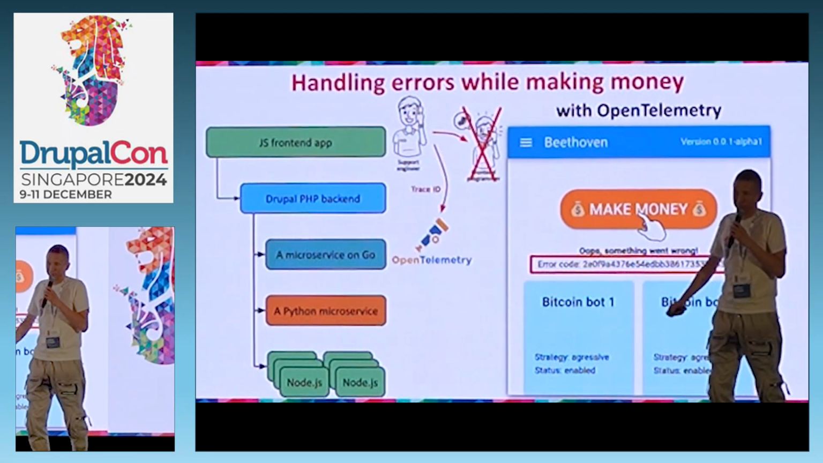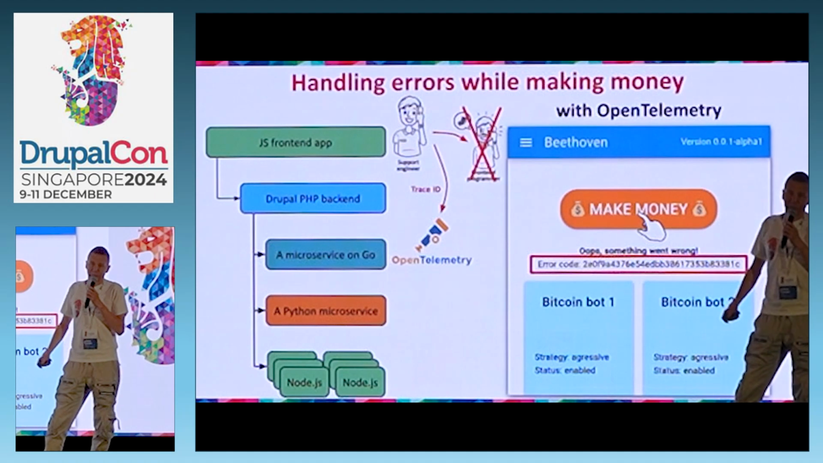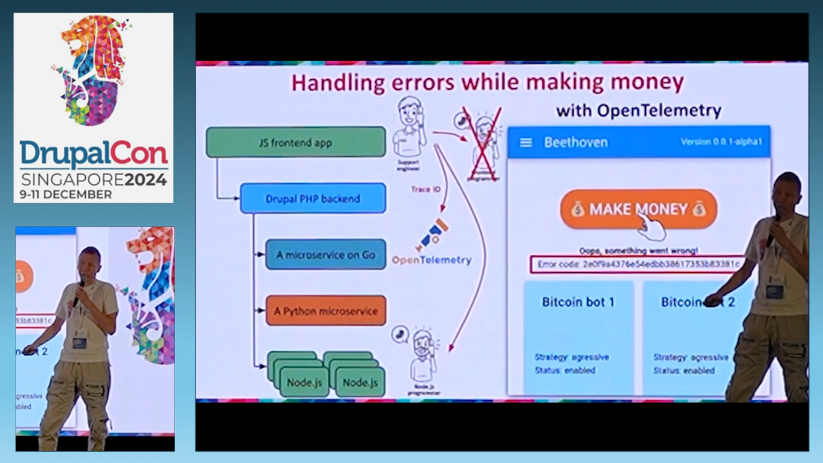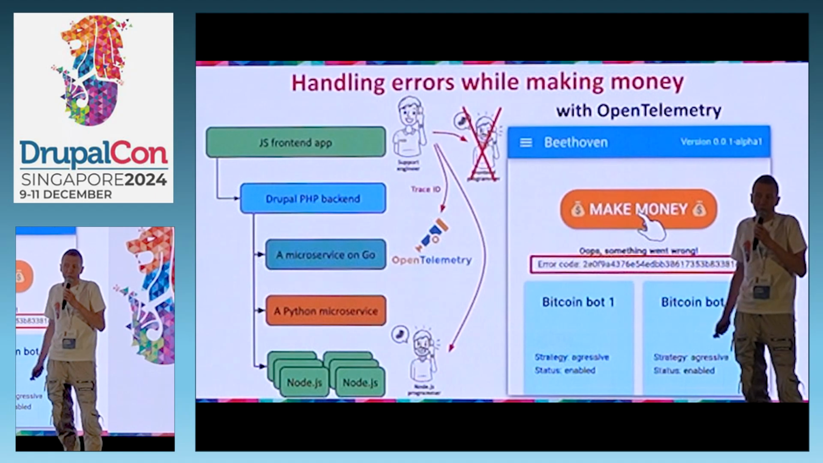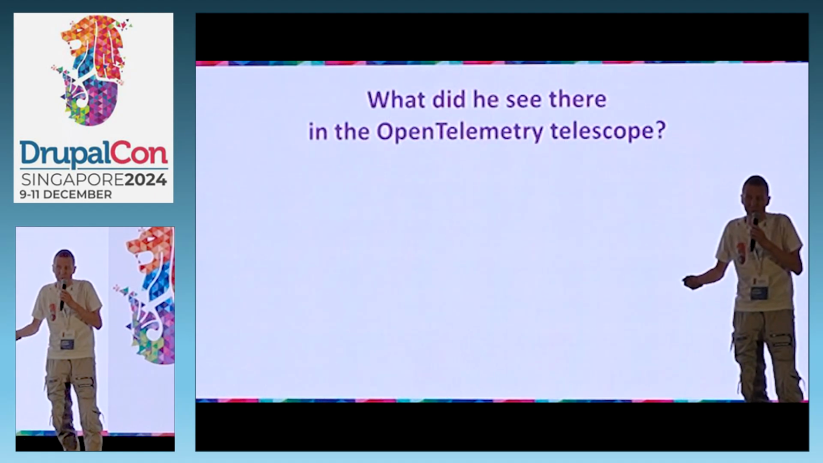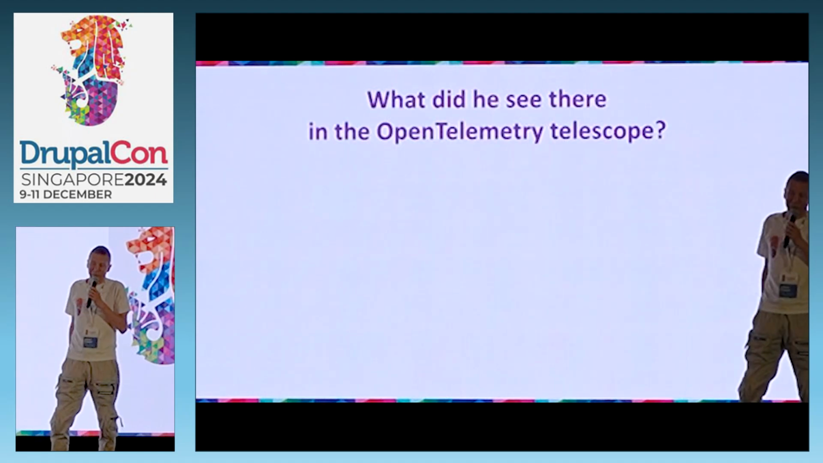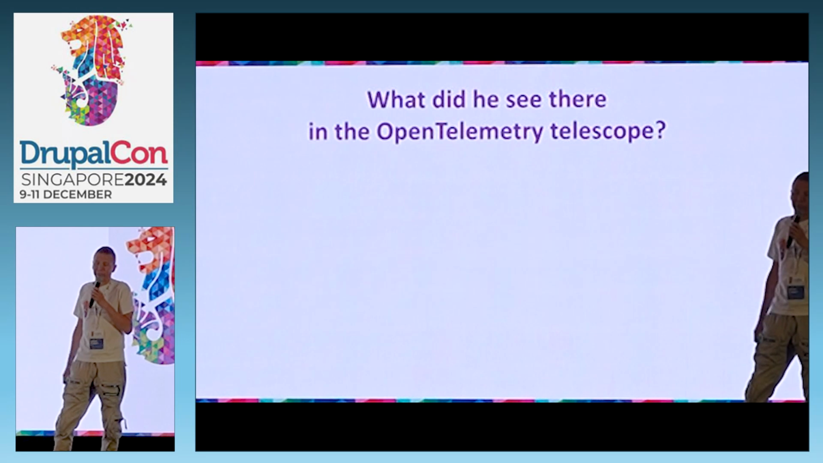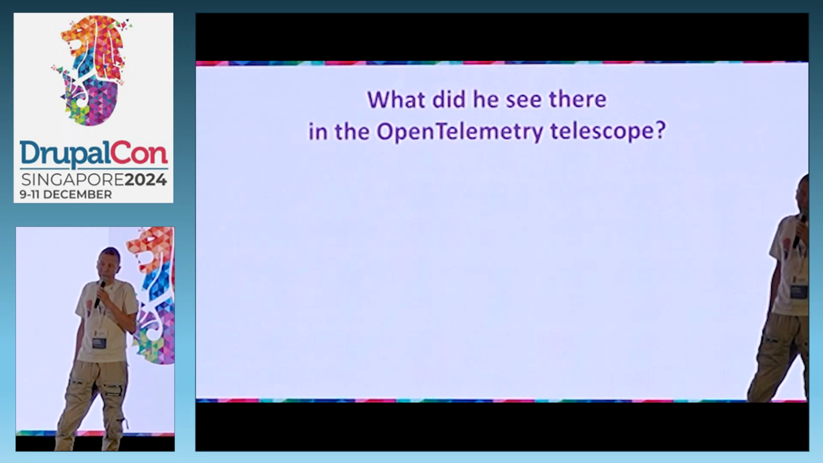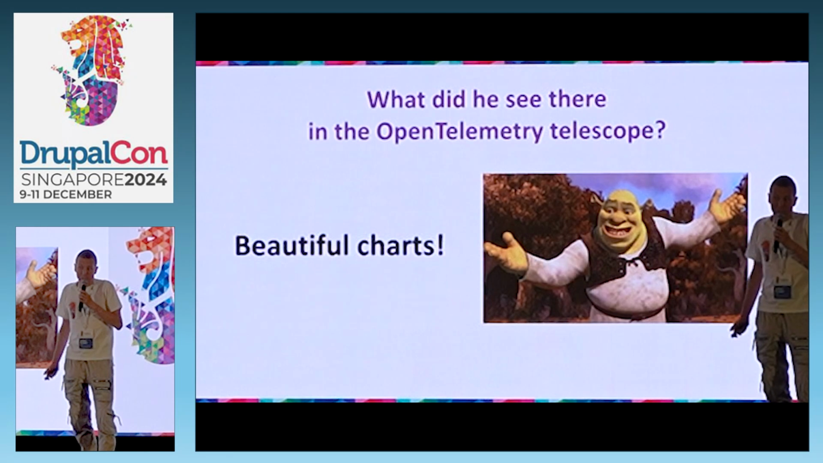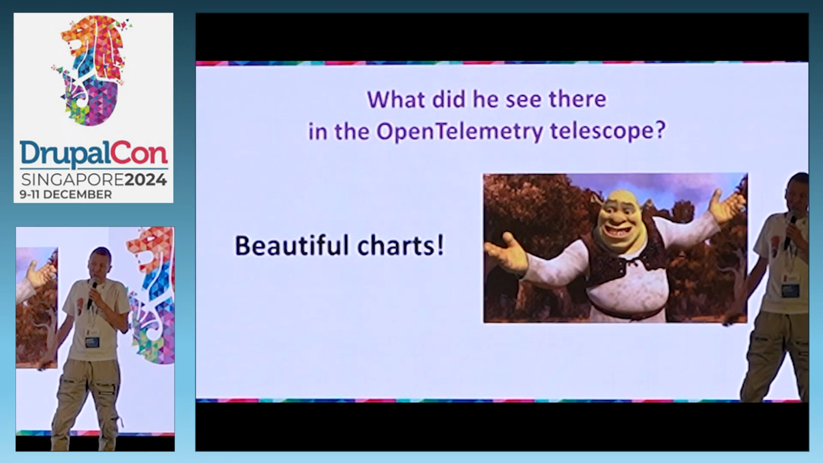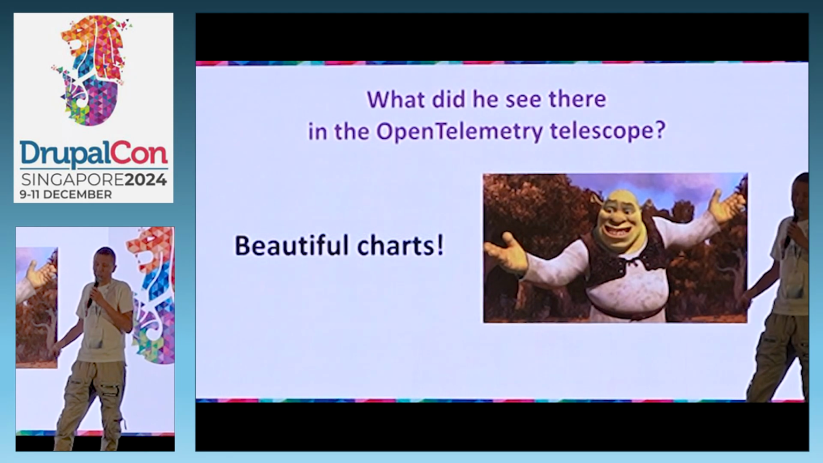And our support engineer will call the front-end programmer, right? Actually, no. He will look into the OpenTelemetry telescope using this trace ID and will call directly our Node.js programmer. So how did it happen? How do they know that the problem is on the Node.js side? In the OpenTelemetry telescope, they see the beautiful charts that help them resolve the problem.